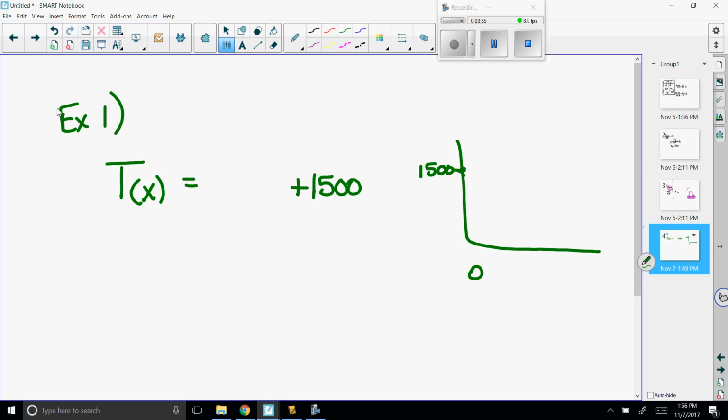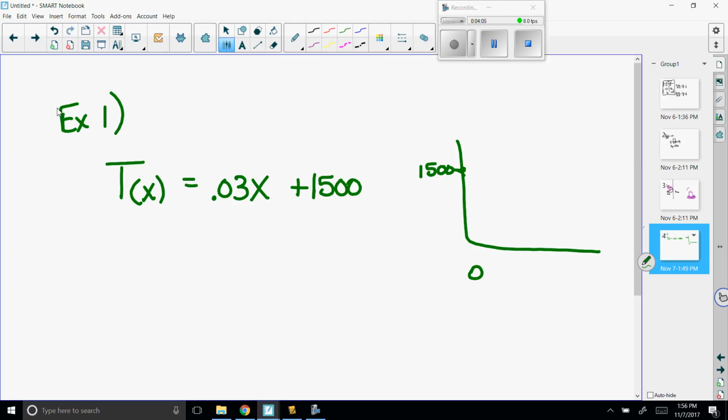And then it says that she gets 3% of her sales, and her sales is represented as X, her monthly sales. So how much she sells a month is X, and she gets 3% of that. How do you represent 3%? 0.03, it's 3 hundredths.